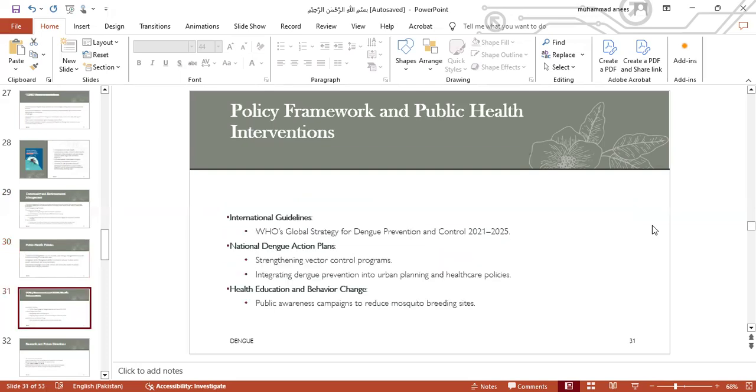The policy framework and public health interventions, international guidelines: WHO Global Strategy for Dengue Prevention and Control 2021 to 2025, National Dengue Action Plans, which strengthen the vector control programs, integrate dengue prevention into urban planning and healthcare policies, and educate the public for their behavior change, which includes personal protection and public awareness campaigns to reduce mosquito breeding sites.